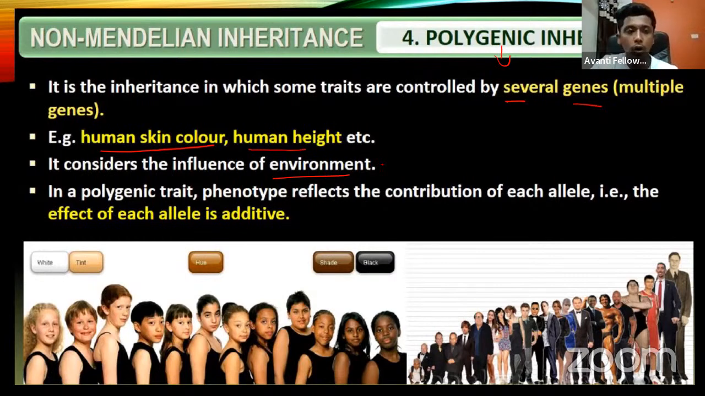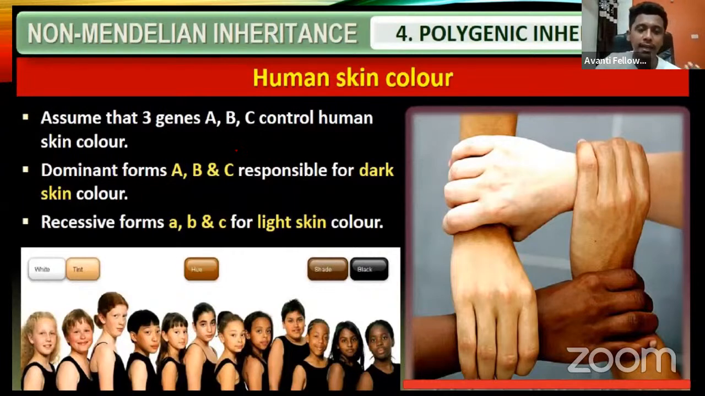Now, when we talk about polygenic inheritance, it is a kind of additive. What is additive? Let's take, for example, the genes A, B, and C, three genes that are responsible for controlling human skin color. What is human skin color? We have skin cells, and the skin cells produce a pigment called melanin. Based on the amount of melanin pigment, we become darker. More melanin, more dark; less melanin, fairer. That is how we express our character, right?